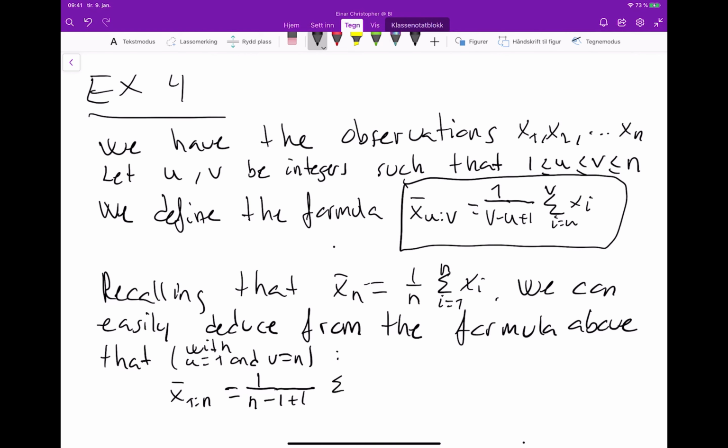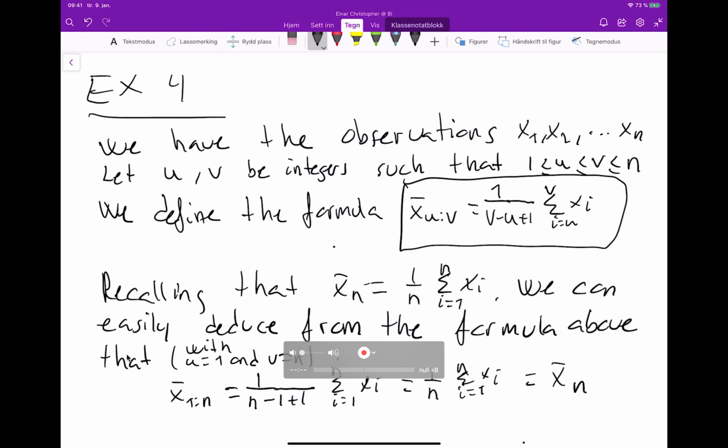And then we get the sum i equal 1, because that's u, and v is n, xi. And then we see that this is actually the same as 1 divided by n, sum i equal 1 to n xi, which is the normal formula for the mean of the n numbers. So that should be nice.